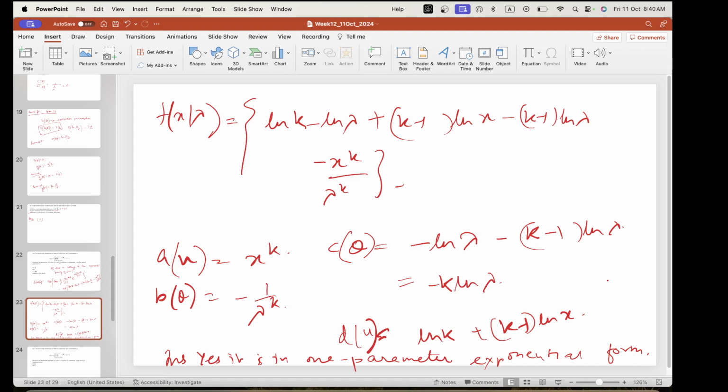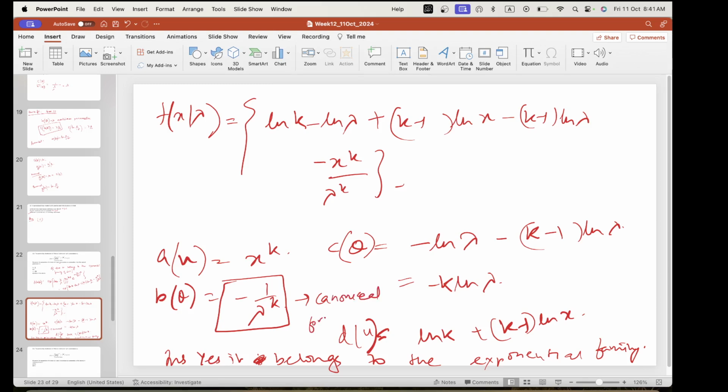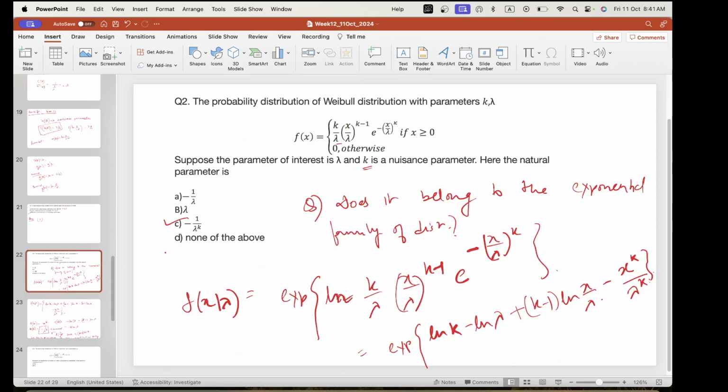Or I would not say one parameter over here, because nuisance parameters are also here. So let's say it belongs to the exponential family. Alright, so now the question is, what is the canonical form? So this is actually its canonical form. That is this thing, option C.